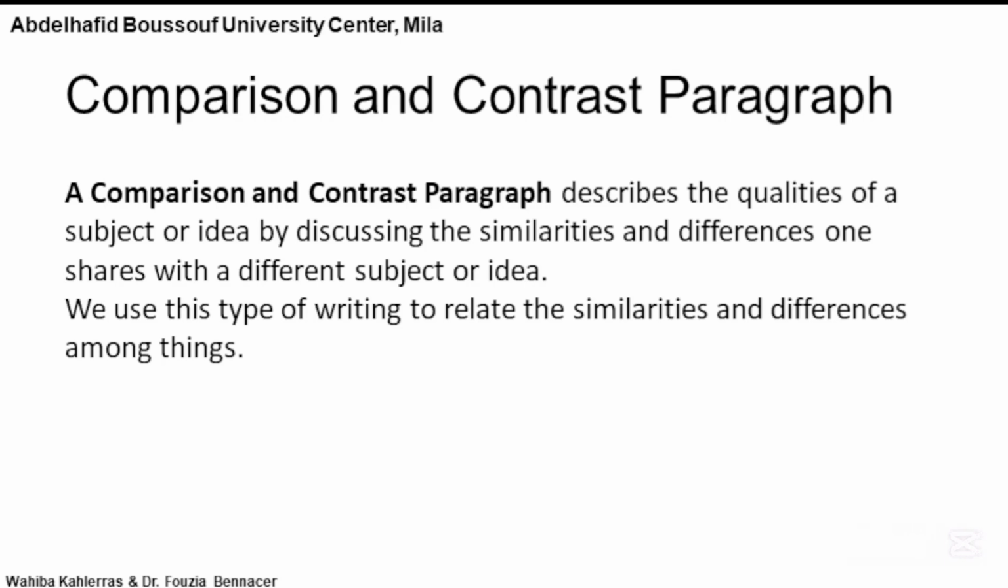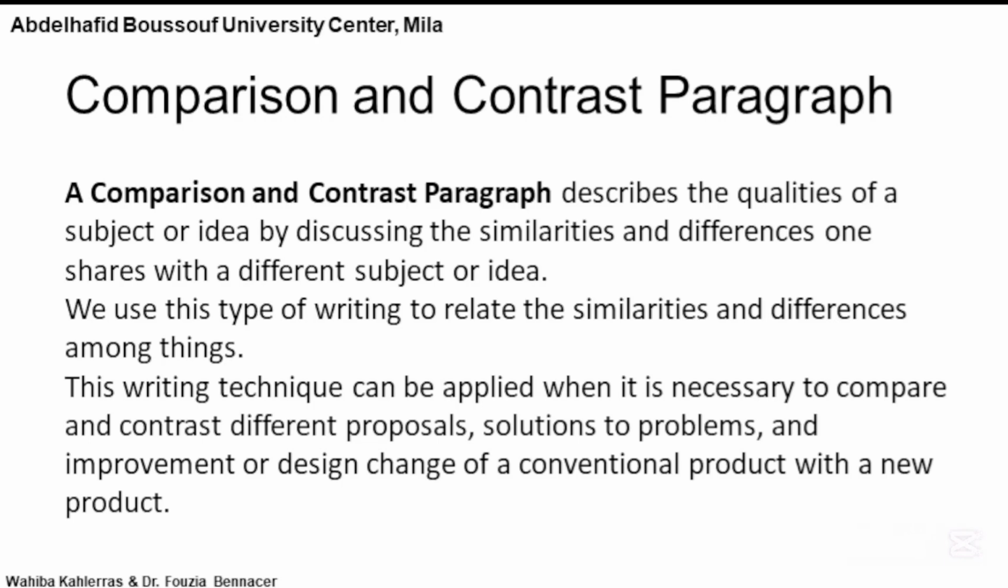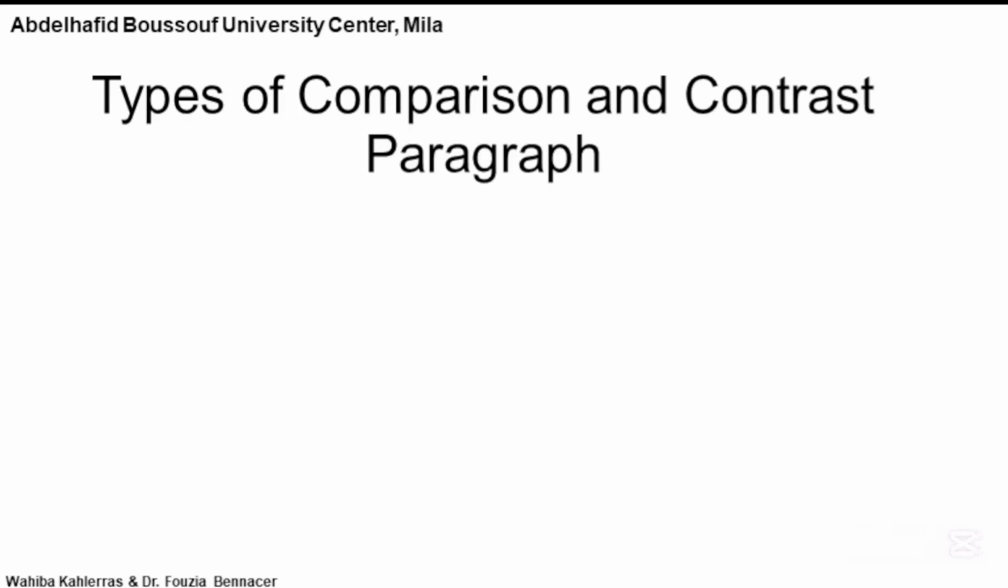We use this type of writing to relate the similarities and differences among things. So if I tell you two types of machines and tell you to write a comparison and contrast paragraph, you state basically what is similar between them and what is different. This writing technique can be applied when it is necessary to compare and contrast different proposals, solutions to problems, improvement or design change of a conventional product with a new product, for example. You might compare two completely different items, or you compare versions of the same item. You can do that in two different ways.